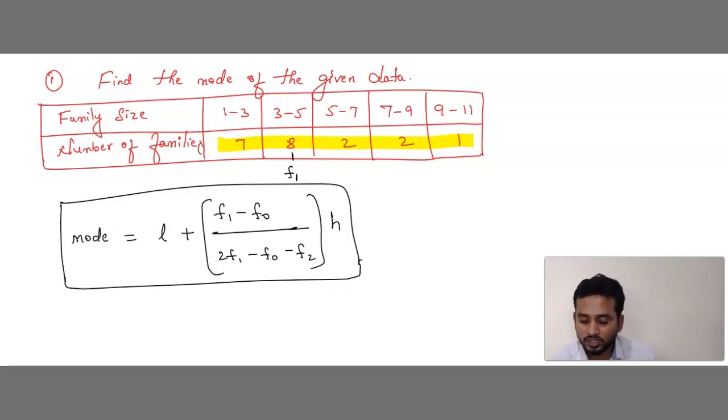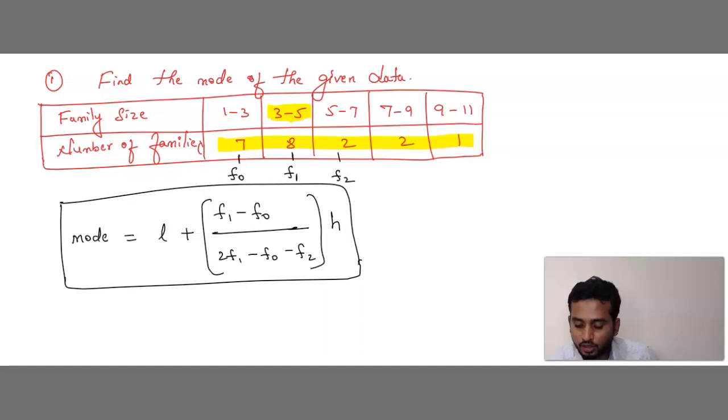To the left of that, which number is there? 7. That is F0. Next to F1, on the other side, what is the number? That is F2. It's something like your scale. See, this is 1. Before 1, 0 will be there. After 1, 2 will be there. Like that, 0, 1, 2. Understood? So from this, we conclude what values we need. Let me check first. L is nothing but the lower limit. Opposite to F1, what is the class mark? What is the size of the class? What is the family size? Or what is the class interval?